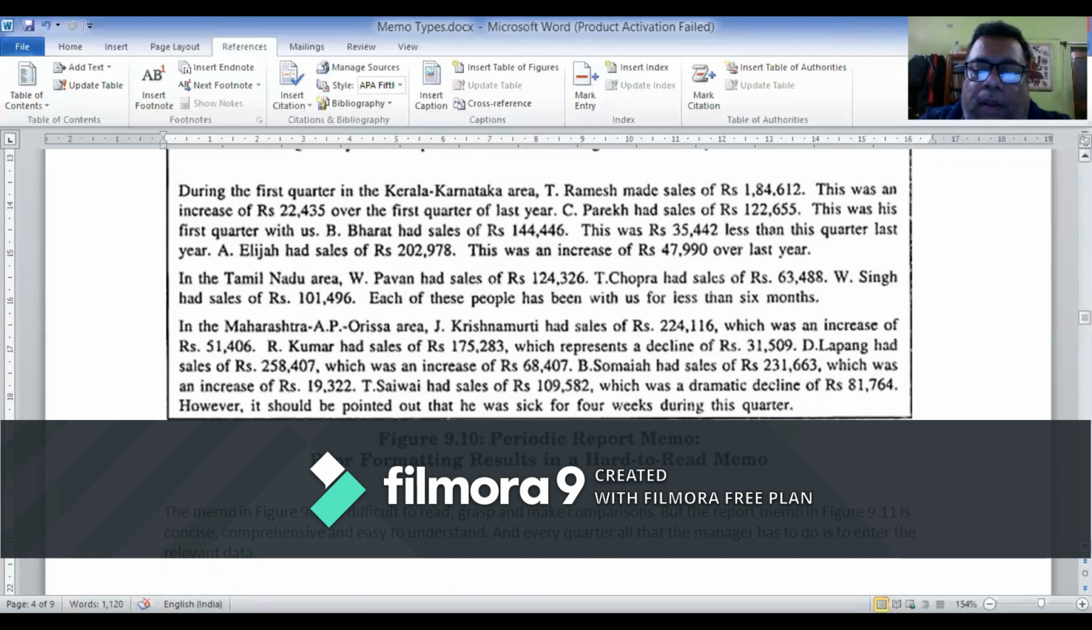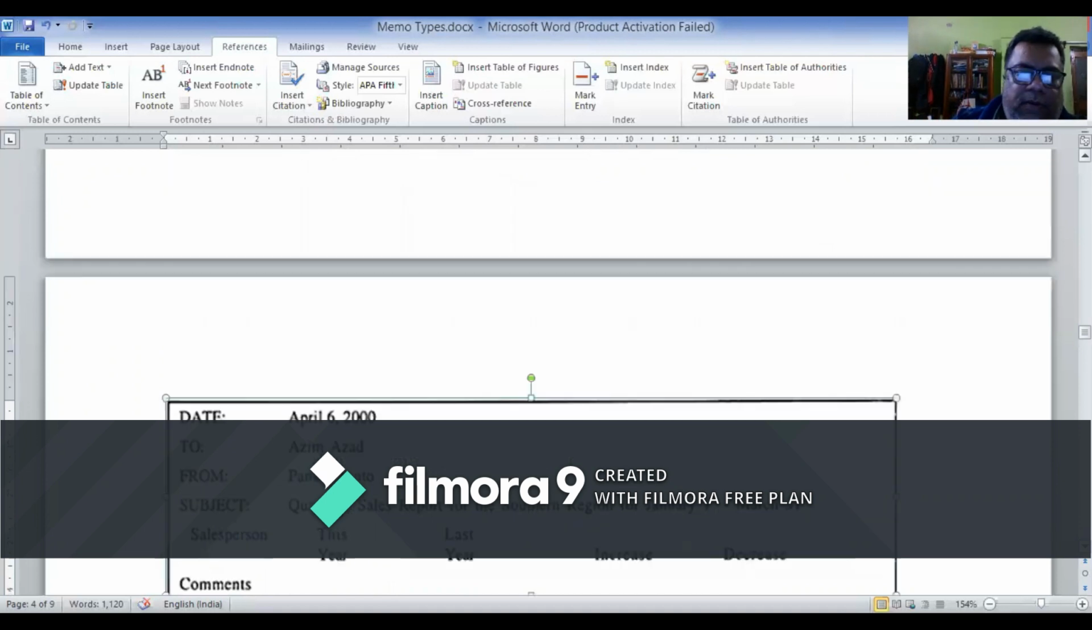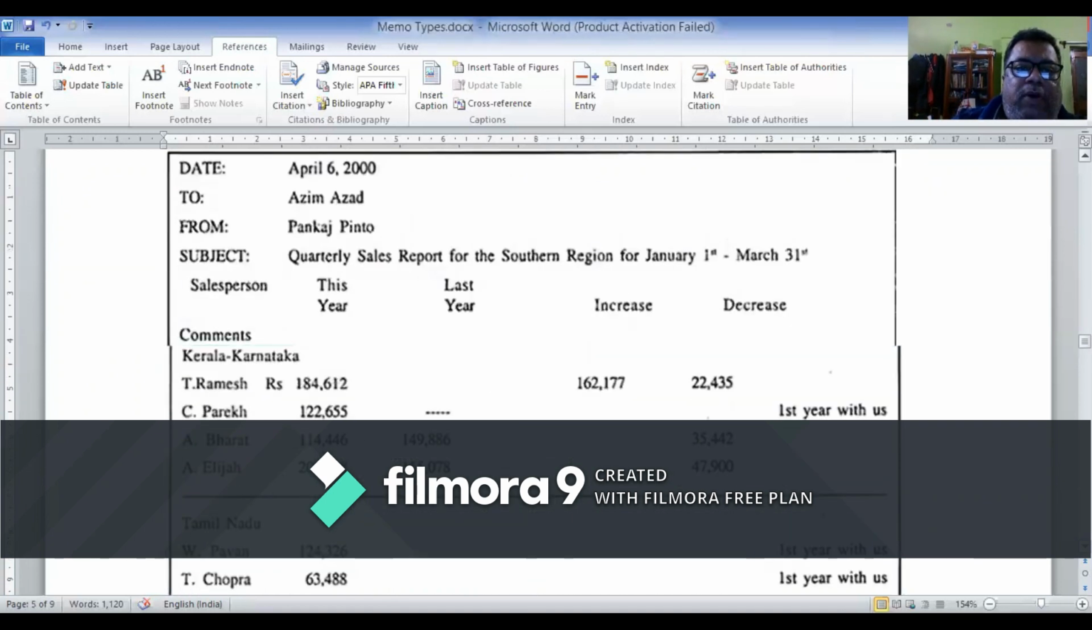Okay. Now, if we look at the better example after this, this shows you how it should be. So we have the yearly comparison. And again, we have divided this on the basis of region. So we have Kerala, Karnataka, T. Ramesh, C Parekh, A Bharat, right?